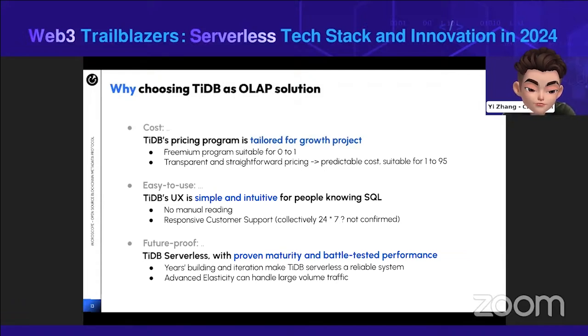TiDB Serverless, I think it's very hard to build such a system. It requires, I think, multiple years of building.